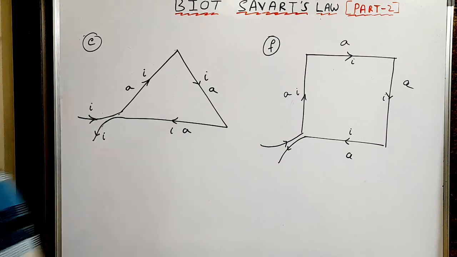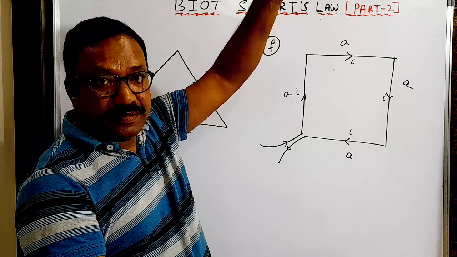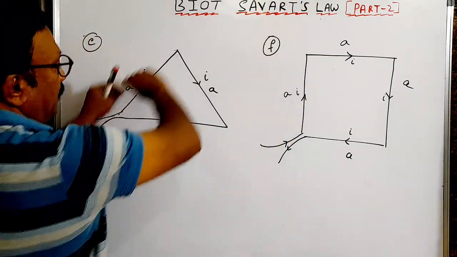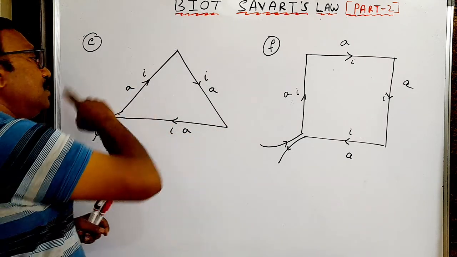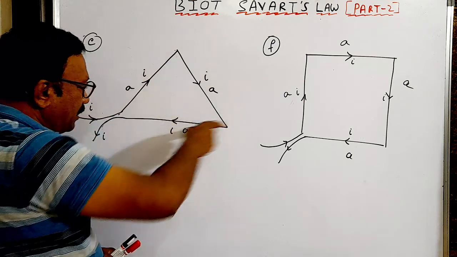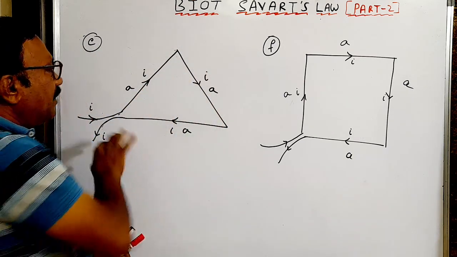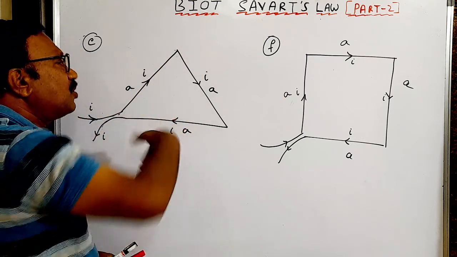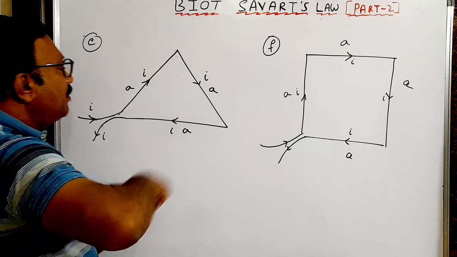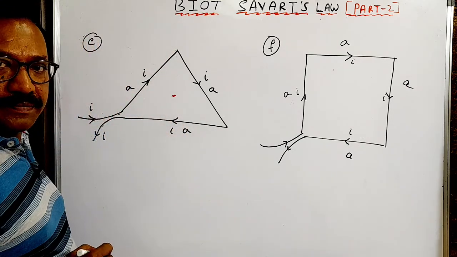Let us consider now these two cases. So now the wire is no more straight. This wire is bent in the form of a triangle, that too an equilateral triangle. The current is passed like this. Each side of the triangle is A. Therefore, this wire will produce a magnetic field in this surrounding vicinity. My aim is to determine the magnetic field at the centroid.